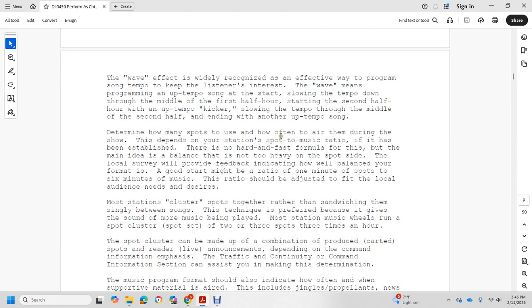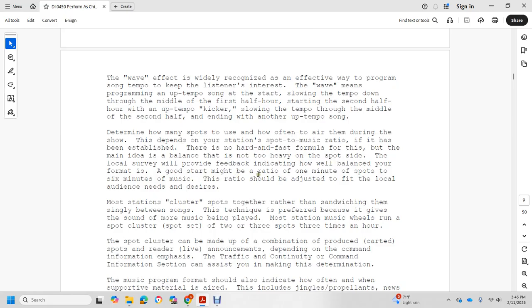Determine how many spots to use and how often they air during the show, but it depends on the shape of the spot. The music has been established with no hard and fast formula for this. The main idea is balance, not too heavy on the spot side. A local survey will provide feedback indicating how well the balance of the format is.